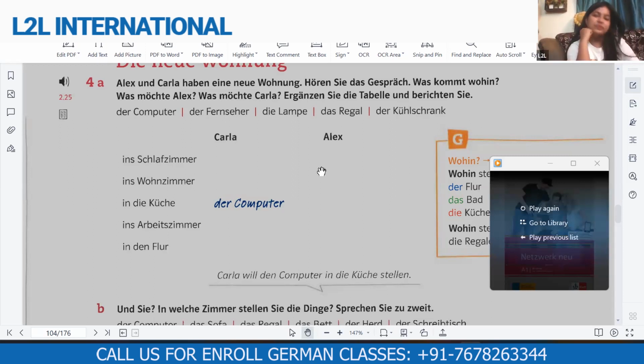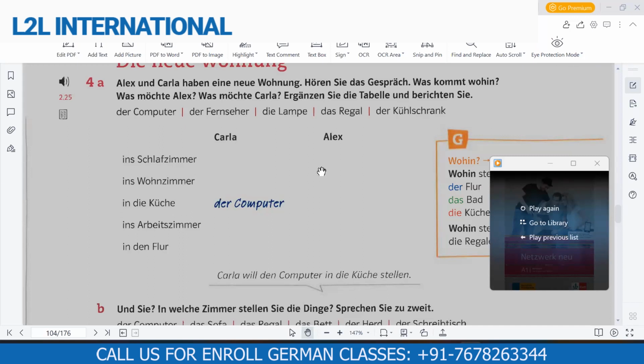Okay. So, did you get the conversation between the both? Could you figure out what they were talking about and then who wants to put the things where? For example, Carla said she wants to keep the computer in the Küche. And where does Alex want to keep it?